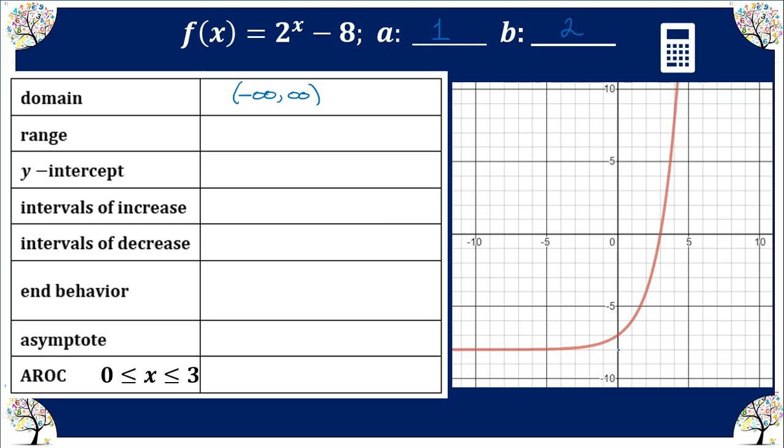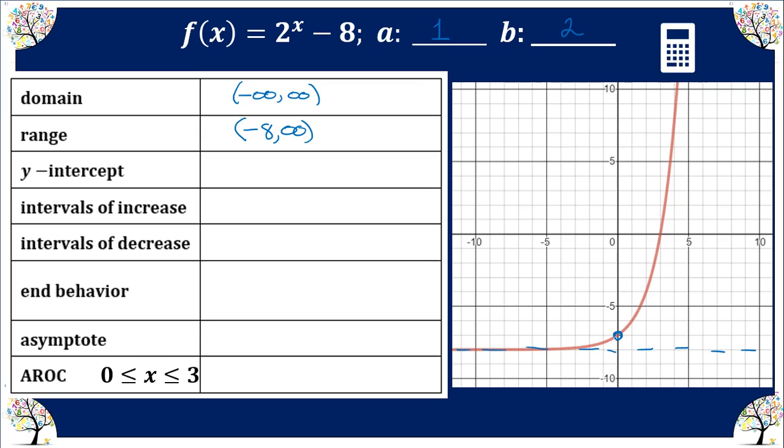So let's look to see where we are. So here's 0, 0, and it looks like this is our asymptote at the -8. So our range is going down to close to -8, and then it can go forever to positive infinity.